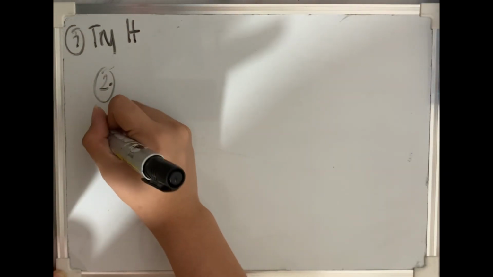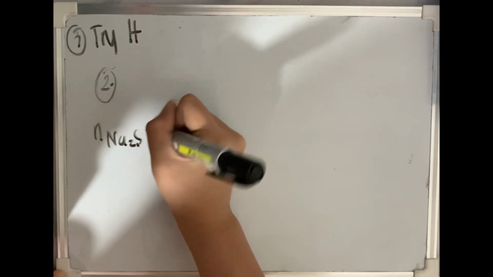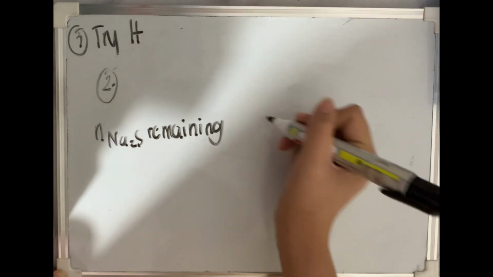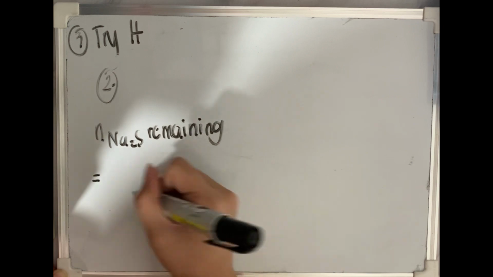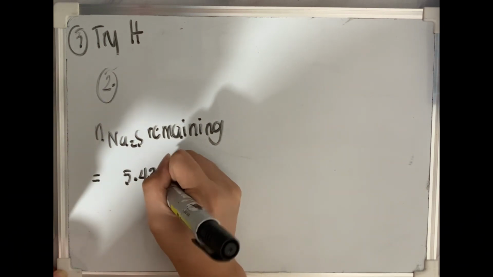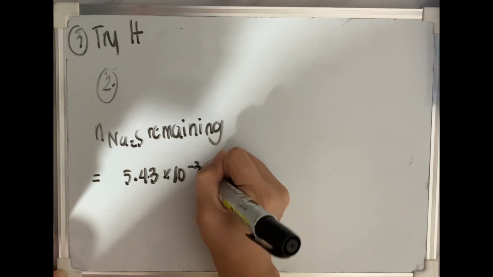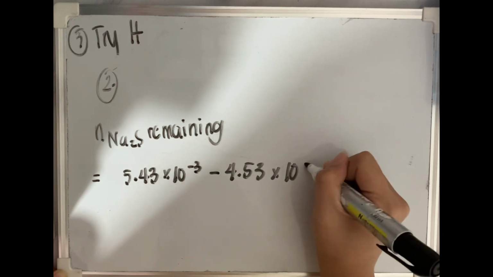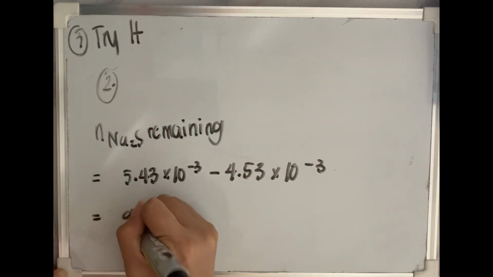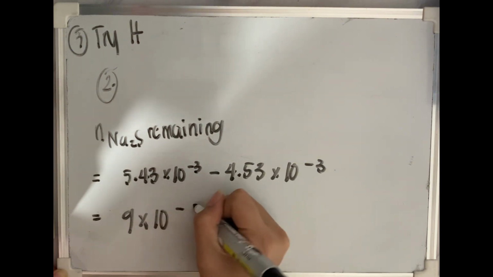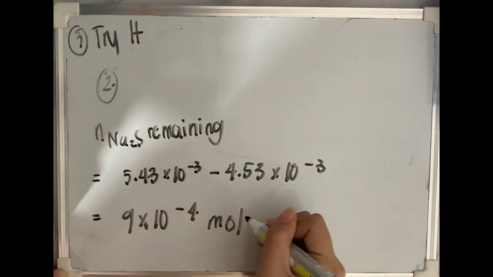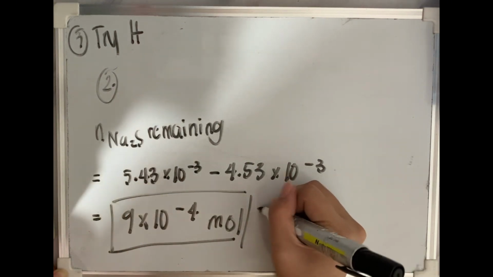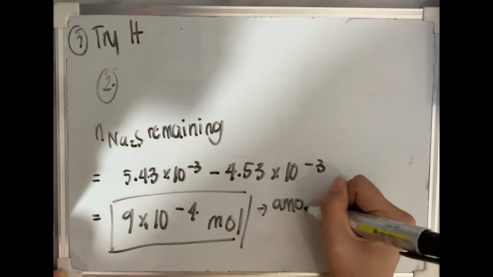For the second step, we need to subtract the moles of excess reactant that was consumed from the initial number of moles in the starting material. So, Na2S remaining is equal to 5.43 times 10 to the power of negative 3 minus 4.53 times 10 to the power of negative 3 is equal to 9 times 10 to the power of negative 4 mole. Therefore, 9 times 10 to the power of negative 4 mole is the amount of excess reactant for this equation.